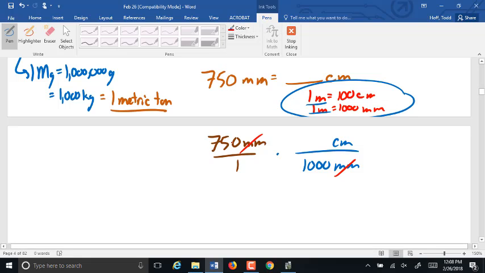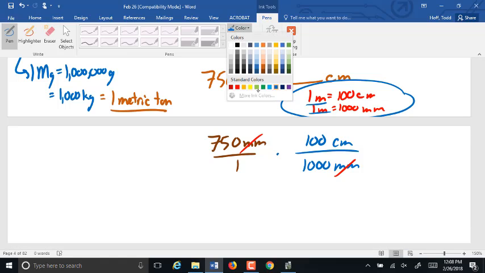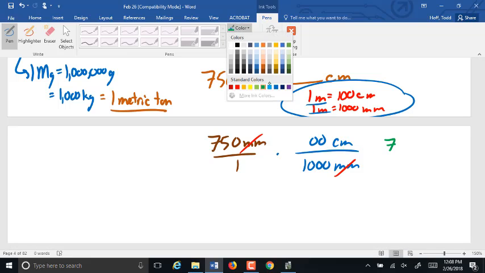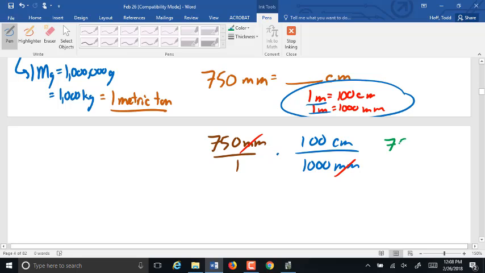Now we can go ahead and do our calculation. So we have 750 times 100. That's going to be 75,000 centimeters. And on bottom, 1 times 1,000 is just 1,000. And that divides out, 75,000 divided by 1,000 is just 75 centimeters. So 750 millimeters is equal to 75 centimeters.